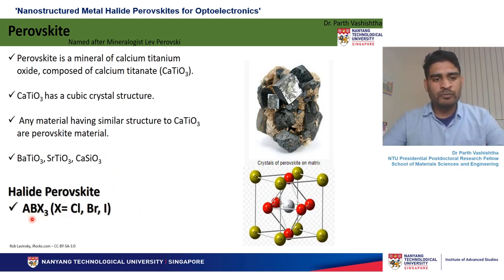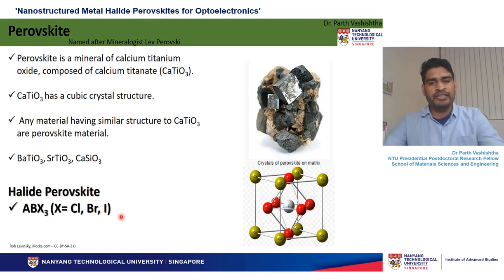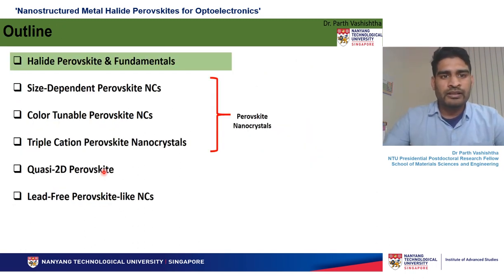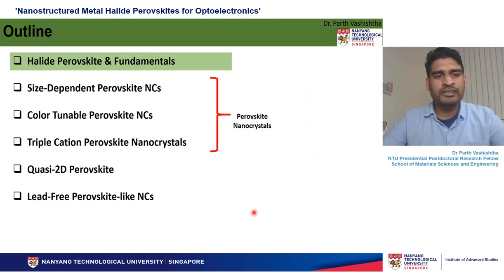In my research topic, we use the ABX3 type of crystal structure, and I'll give you more detail about what A, B, and X are. Before going on, I divided my entire presentation into different sections. First we'll talk about the fundamentals and what these perovskite materials are. Then I'll go into perovskite nanocrystals. Then two-dimensional perovskite, and then we'll talk about some lead-free perovskite materials. This is all going to be very interesting.